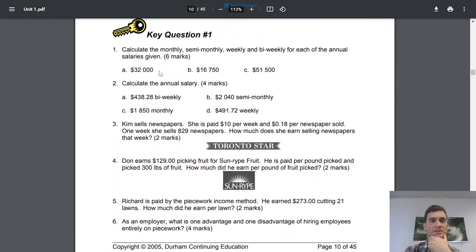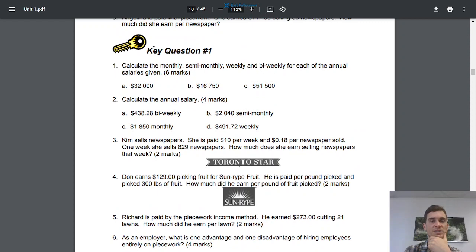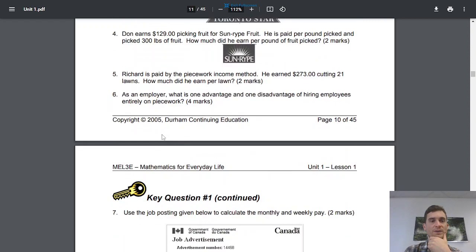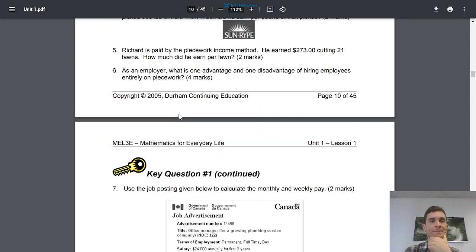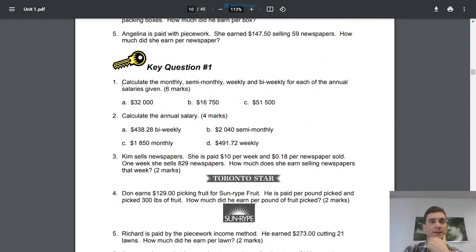You can also get help with the other questions here. Here's some word questions. Then you could do the key questions. These are the ones that I actually mark. So there's 1, 2, 3, 4, 5, 6, 7, and 8 key questions. First one, you're going to divide 32,000 by 12, 24, 52, and 26. Okay? Then you do that one for this one and that one.